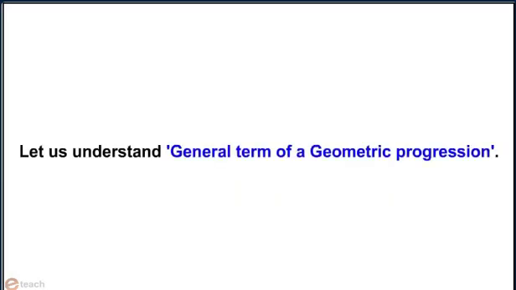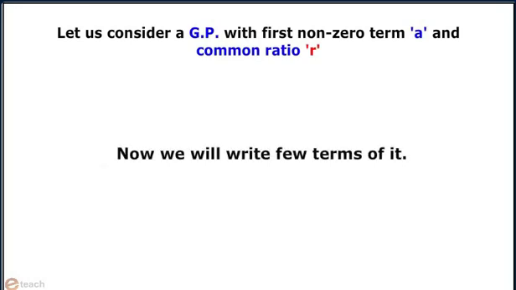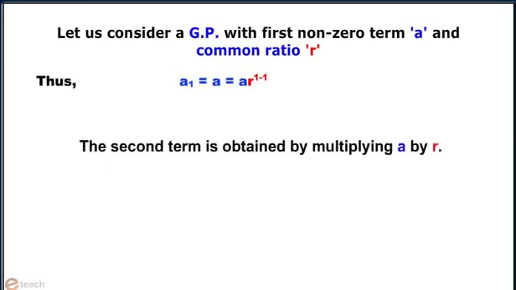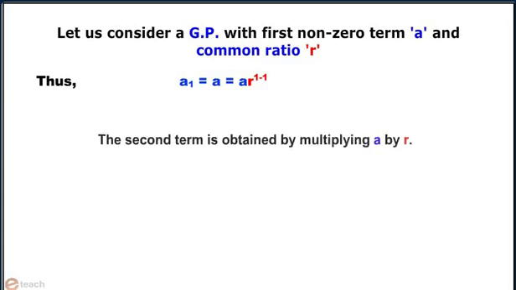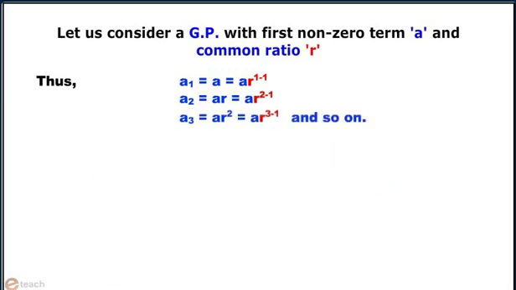Let us understand the general term of a geometric progression. Let us consider a GP with first non-zero term a and common ratio r. Now we will write a few terms of it. Thus a1 equals a, that is equal to a r to the power 1 minus 1. a2 equals ar, that is equal to a r to the power 2 minus 1. Similarly, a3 equals a r squared, which is equal to a r to the power 3 minus 1, and so on.